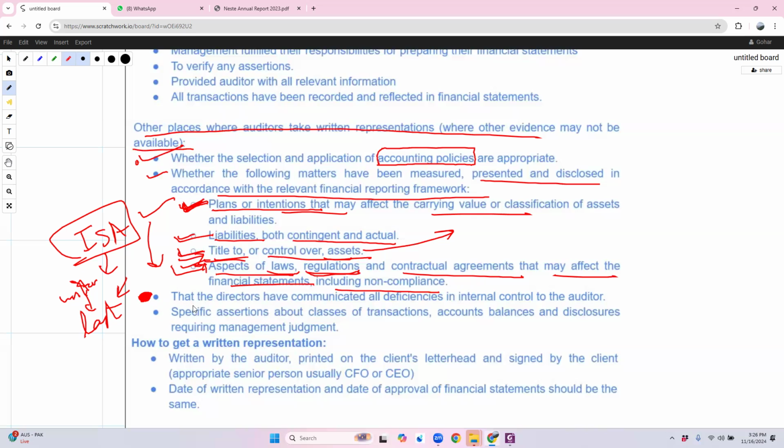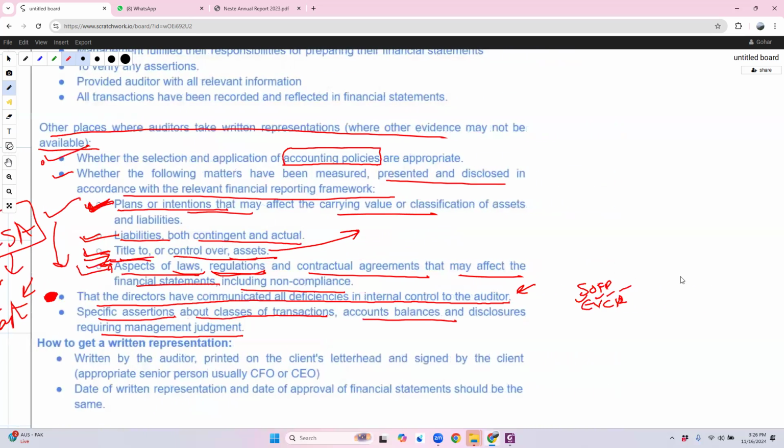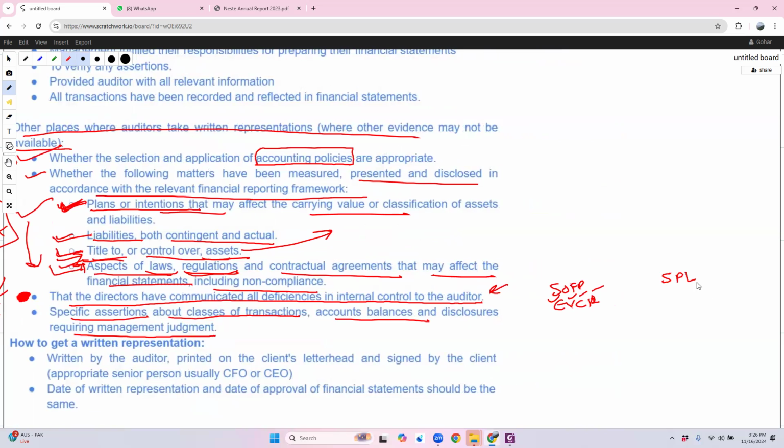The next one, that the directors have communicated all deficiencies in internal control to the auditor. You also take a written representation upon this as well. Specific assertions about classes of transactions, account balances, and disclosures requiring management judgment. So again, you know what the assertions are regarding the statement of financial position, the EVCR. What were they? Existence, valuation, completeness, rights and obligations. You know the assertions regarding the statement of profit and loss, the COCA. You take a written representation on all of them.